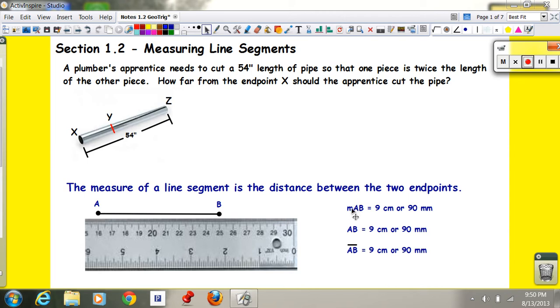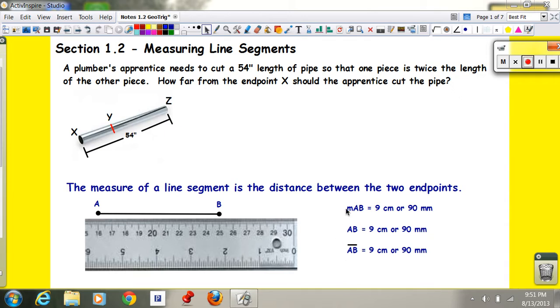So there's a couple of ways that you could write these. You could write it as the measure of AB, little m stands for measure. The measure of AB would be equal to 9 centimeters or 90 millimeters. Each centimeter has 10 millimeters in it. You could just put simply AB equals 9 centimeters without a little symbol on the top. That still means we're looking for a measure, and that's 9 centimeters or 90 millimeters. And you can also put the little line segment on top: segment AB equals 9 centimeters or 90 millimeters. So you could write it any of these ways.